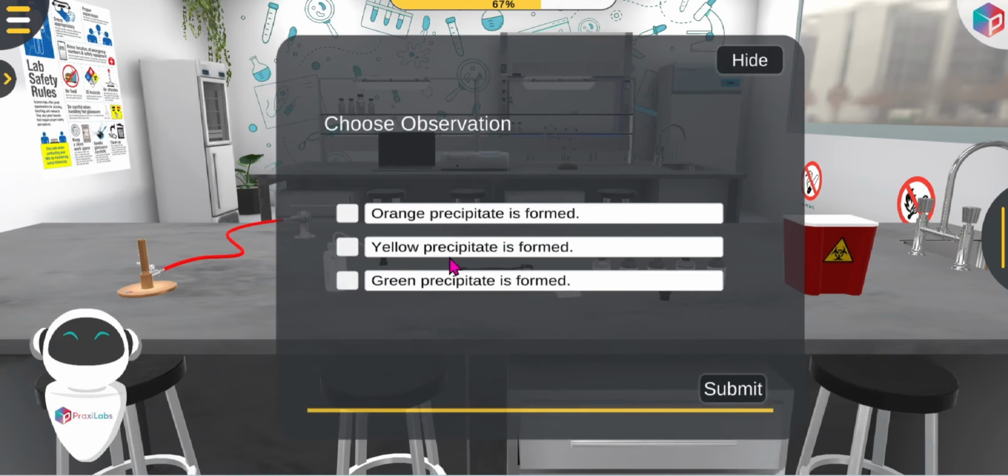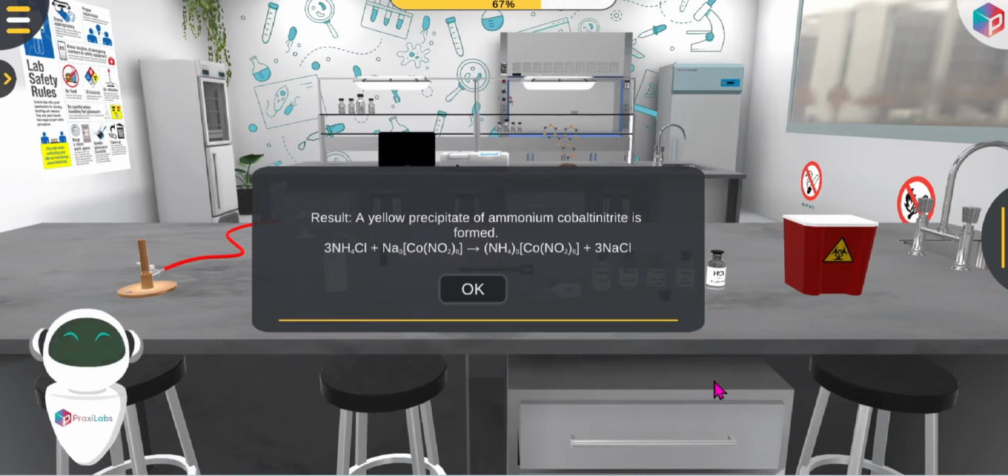Observation: yellow precipitate forms. Result: a yellow precipitate of ammonium cobaltinitrite forms.